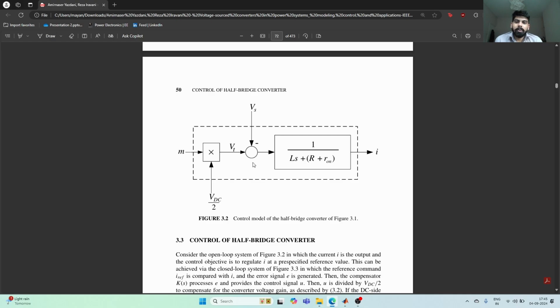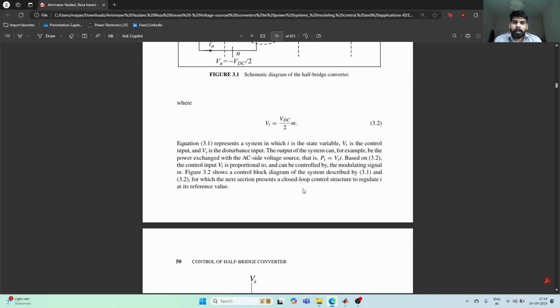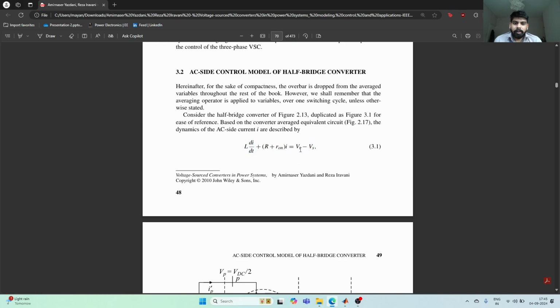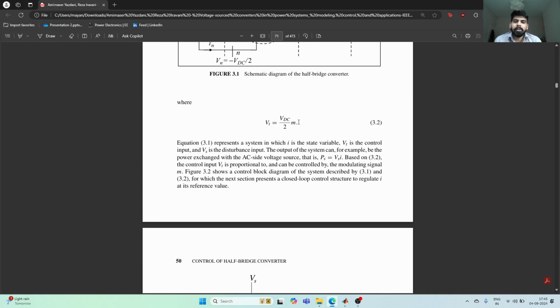So basically, if you are changing m from here, you'll get a particular I in the output, and these Vs and Vdc by 2 are constant, right? And from the previous chapter, we derived that Vt is Vdc by 2 into m.